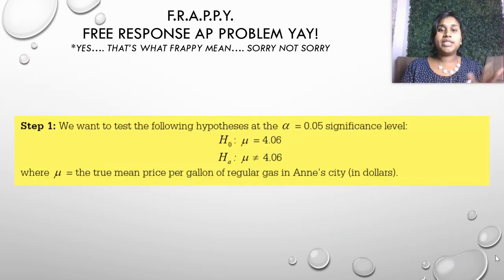So I want to perform a significance test at 0.05, and my null hypothesis is that mu is equal to 4.06. My alternate is that mu does not equal 4.06, not that it's greater or less than, it just simply does not. And because it's a does not, that means I've got two tails. I'll talk about that in just a little bit. But mu is representative of the true mean price per gallon of regular gas in Ann City in dollars.